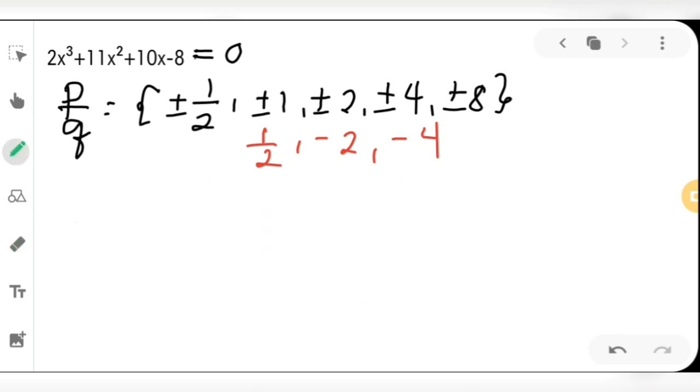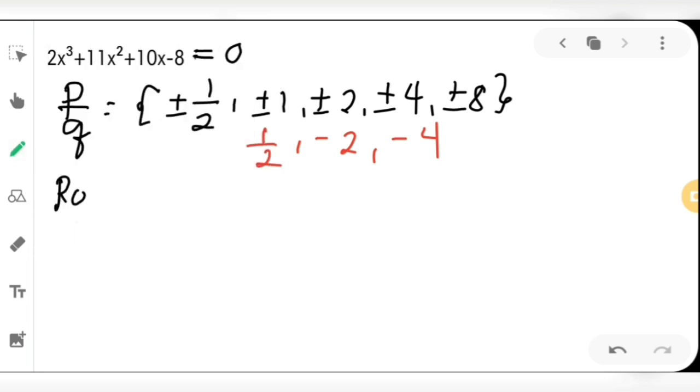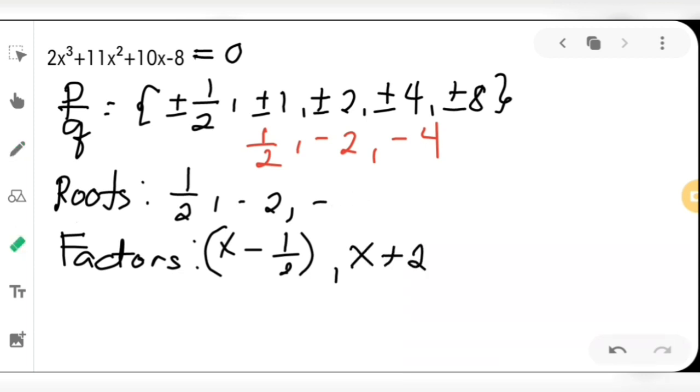So the roots of this polynomial equation are 1/2, negative 2, and negative 4. The factors are, again, change the sign of the roots. So we have x minus 1/2, and then x plus 2. Sorry, since negative 4, the last one is x plus 4.